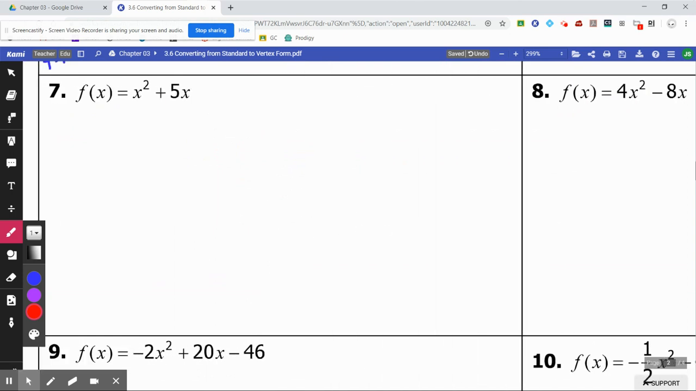Okay, this one doesn't have a c term, so it actually makes it a little bit easier. Nothing has to be moved over. So I have y equals x squared plus 5x. I've got to complete that square. I don't have to factor anything out, so we're good there.